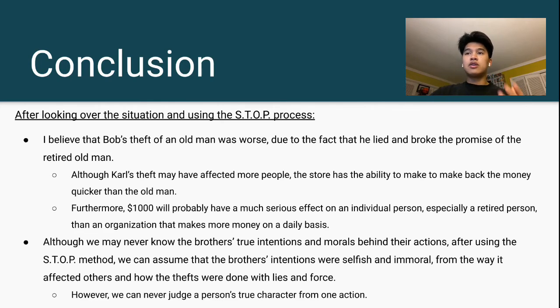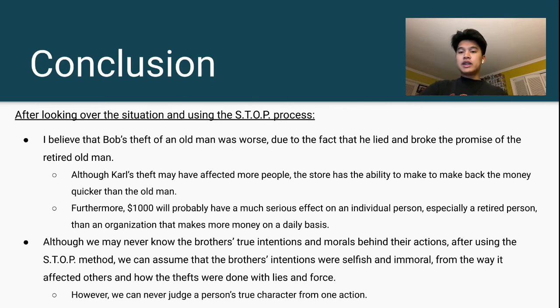And $1,000 will probably have a much more serious effect on an individual person, especially a retired person, than an organization that makes more money on a daily basis. Additionally, although we may never know the brothers' true intentions and morals behind their actions, after using the stop process method, we can assume that the brothers' intentions were selfish and immoral from the way it affected others and how the thefts were executed with lies and force.